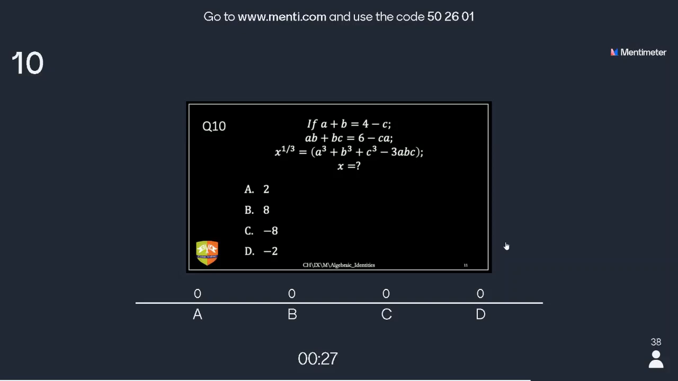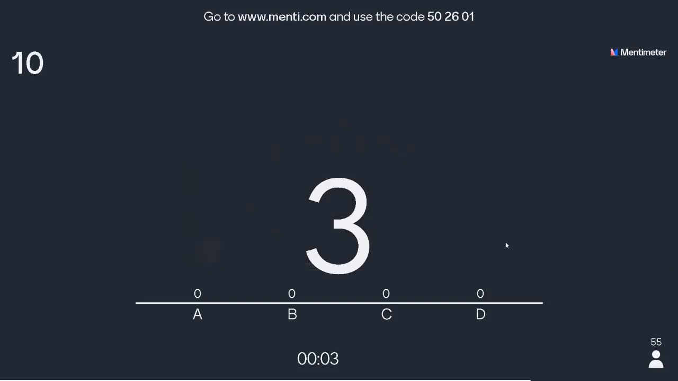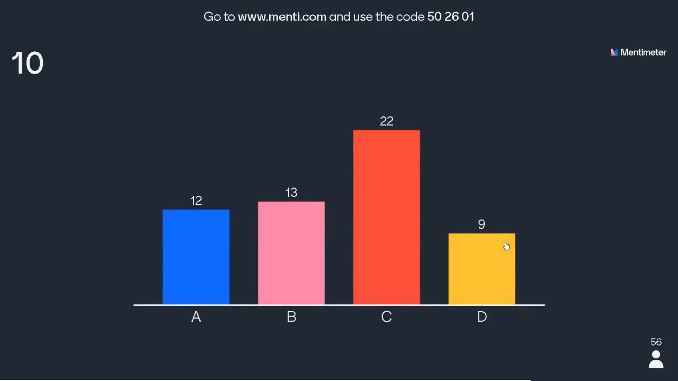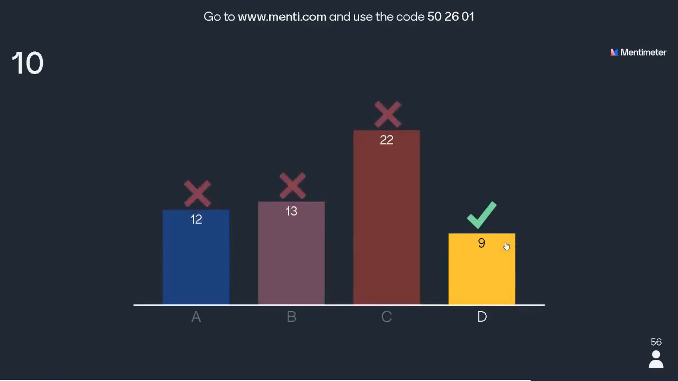Observation will be key here. Yes, I will solve. I hope people have seen the trap. There was a trap in this question. I know you would not have seen the trap. There was.